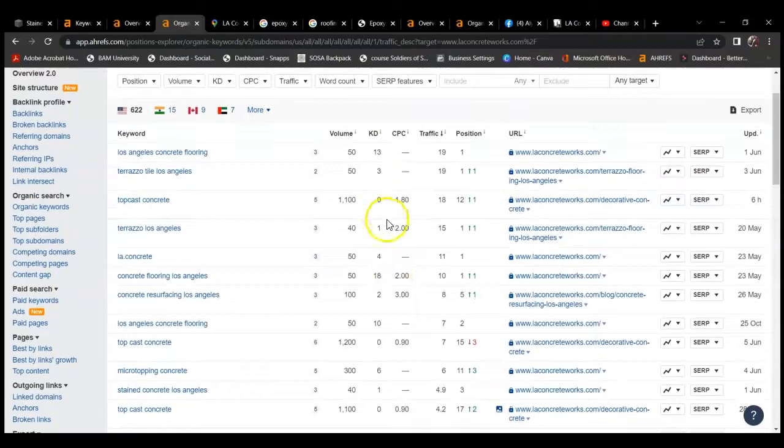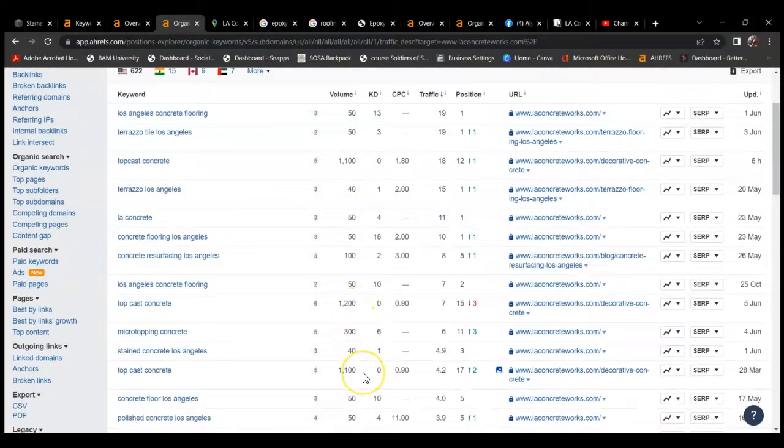So we have 0, 1, 4. Those are great to have because they have this one right here, top cast concrete, search volume of 1,100. 0 KD, low competition. So that's really, really great. And it looks like you're doing pretty good with that particular keyword. And you have some of these really high search volume keywords here with low competition.